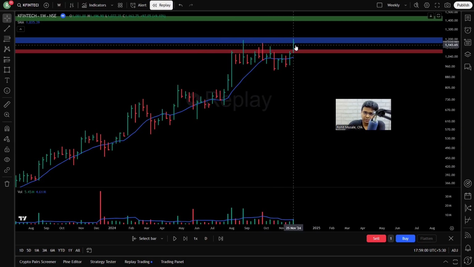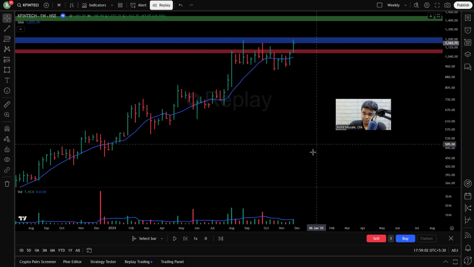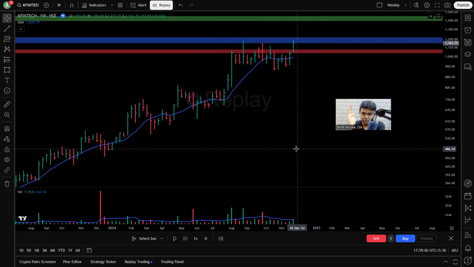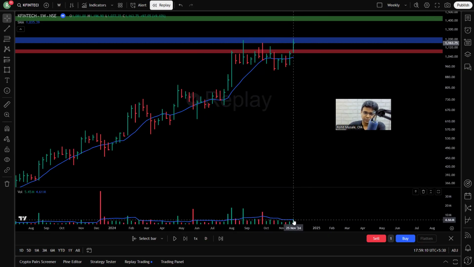Another point I would like to tell you is that for a good breakout, the actual volume should at least be 50% more than the average weekly volume. This is what is written in William O'Neill's book, 50 to 100%, if I remember correctly. I don't remember the page number, chapter number. If the actual volume is 50 to 100% higher than the average weekly volume, it is considered to be a good breakout, which in this case is not true.